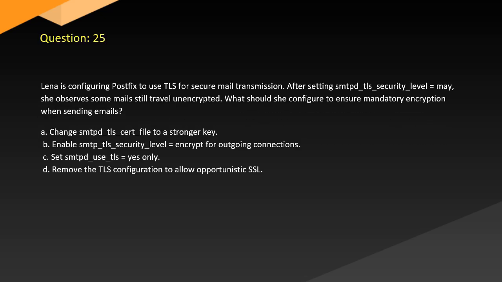Question 25. Lena is configuring Postfix to use TLS for secure mail transmission. After setting smtpd_tls_security_level equals may, she observes some mails still travel unencrypted. What should she configure to ensure mandatory encryption when sending emails? A. Change the AES file to a stronger key. B. Enable smtp_tls_security_level equals encrypt for outgoing connections. C. Set TLS equals yes only. D. Remove the TLS configuration to allow opportunistic SSL.